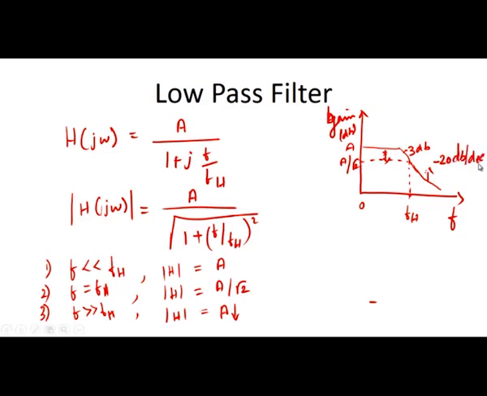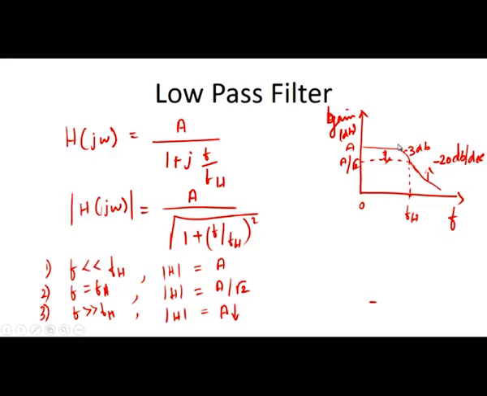So, how much is it reducing? The frequency response is reducing at the rate of minus 20 dB per decade. Decade in the sense, for every 10 times increase in the input frequency, the gain is reduced at the rate of minus 20 dB per decade. So, this is the transfer function of the low pass filter, and this is the practical frequency response of the low pass filter.